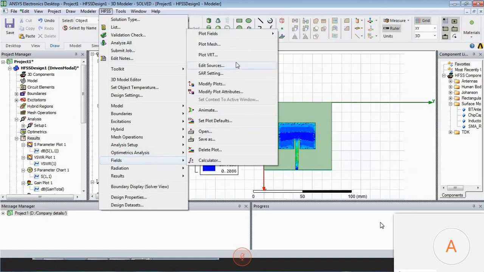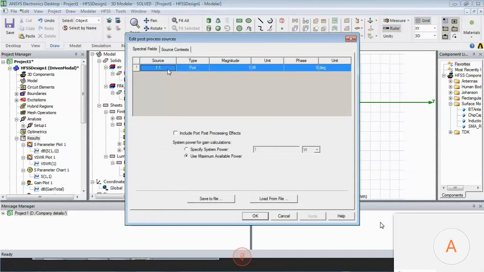Fields, yes. Edit source here. In that source, if you're using a 4 cross 4 matrix, you have 4 values: source 1, source 2, source 3, source 4. You should modify the magnitude of the power value here. If you directly apply that power value, each and every antenna will get that same power.